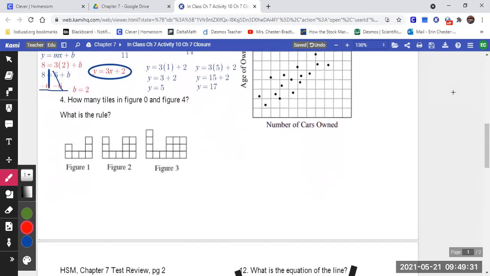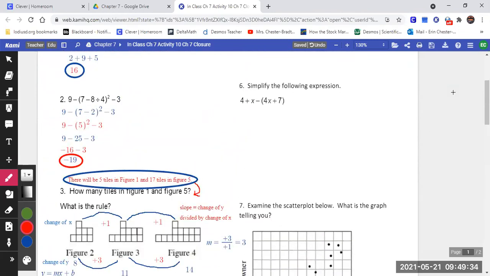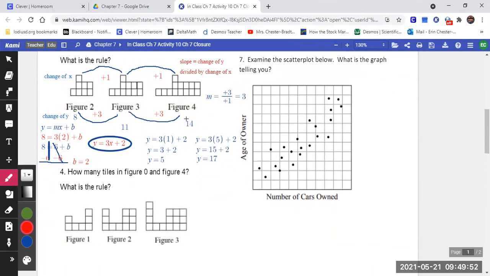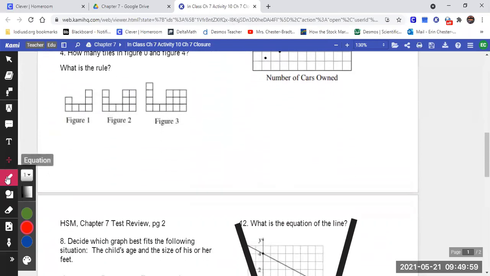Okay. Is this particular question number four different than what we just did for question number three? Is the process actually different? No. So we're going to do the same steps we just got done doing. We're going to find our change of X. We're going to find our number of tiles and then find our change of Y. Okay. All that same stuff. It's best if you just do it quickly. You don't think about it.